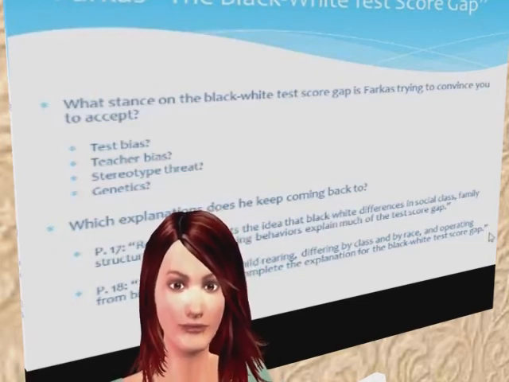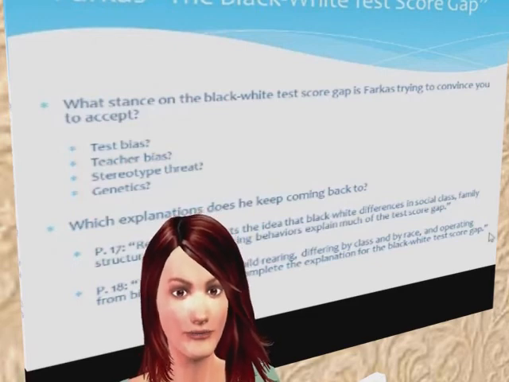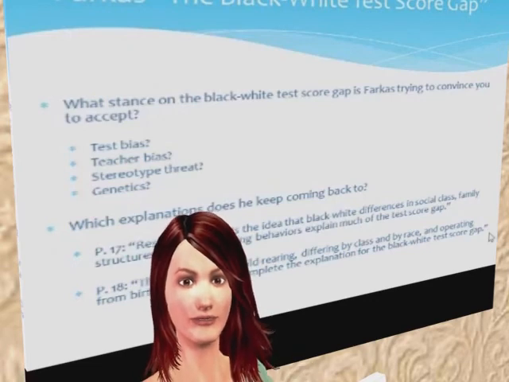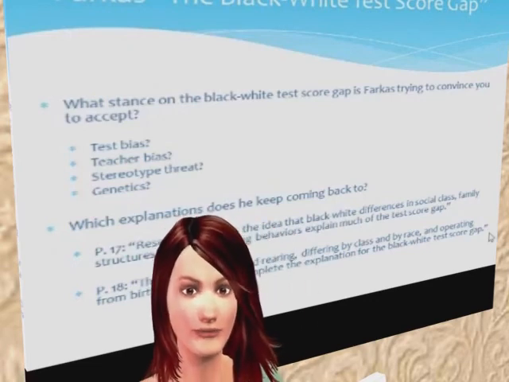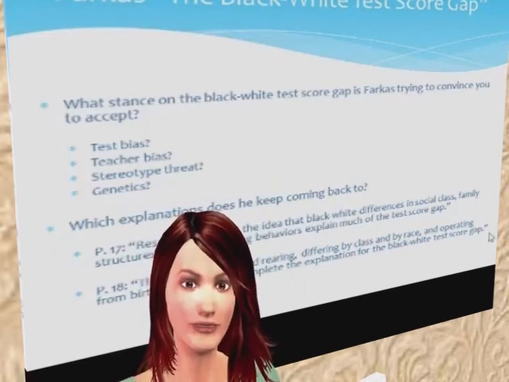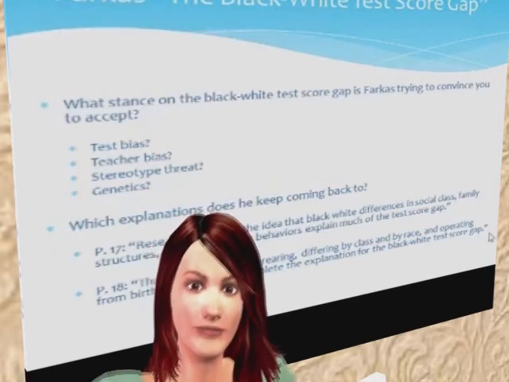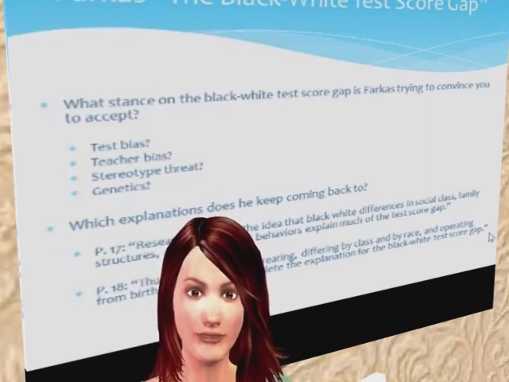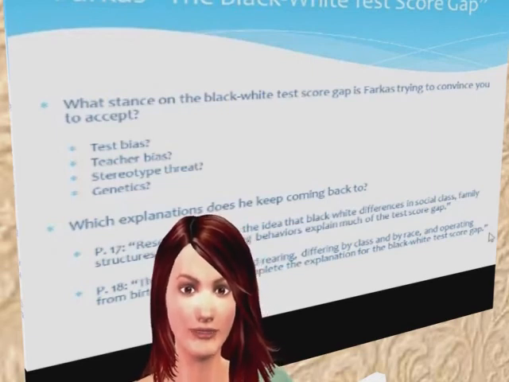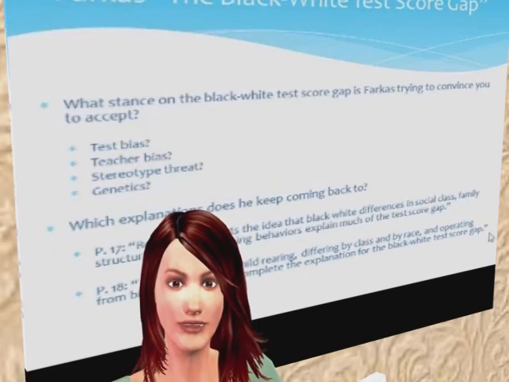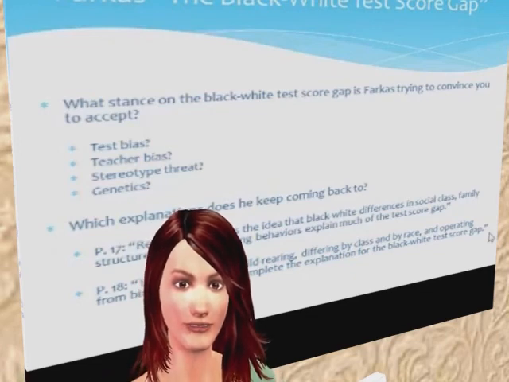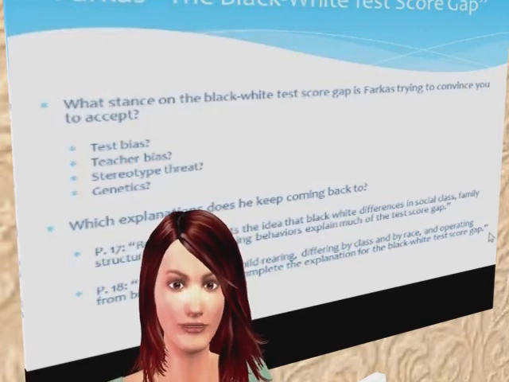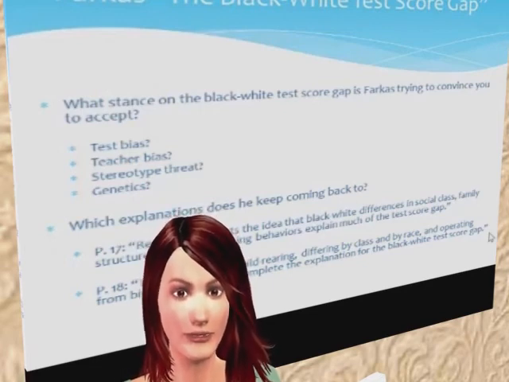So as he says on page 17, research supports the idea that black-white differences in social class, family structure, so that refers to whether families are headed by a single parent or a married couple, and child rearing behaviors explain much of the test score gap. And he also reiterates on page 18, thus culture and child rearing, differing by class and by race, there's the class issue again, and operating from birth to adulthood, complete the explanation for the black-white test score gap.